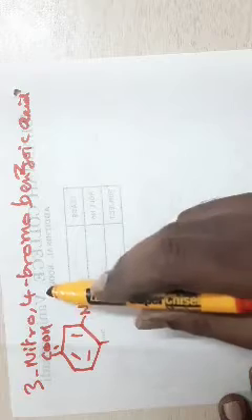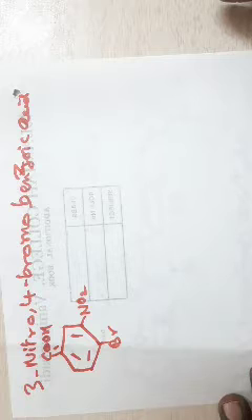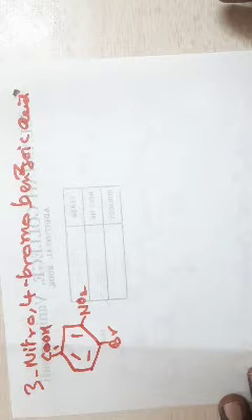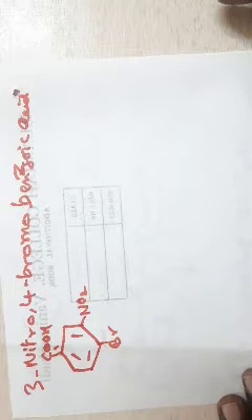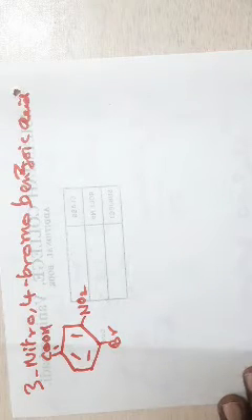3-nitro-4. So position number 1, 2, 3, 4. So 3, here you have the nitro group and 4, here you have the bromine. 3-nitro-4-bromobenzoic acid. How can we synthesize this molecule?